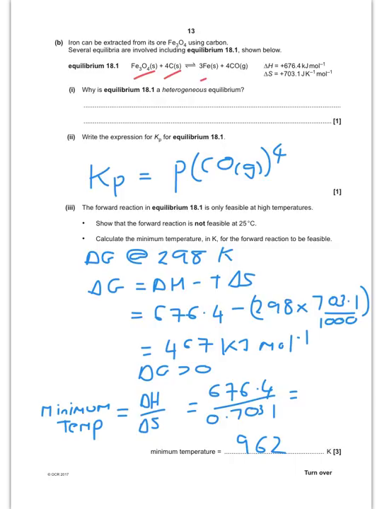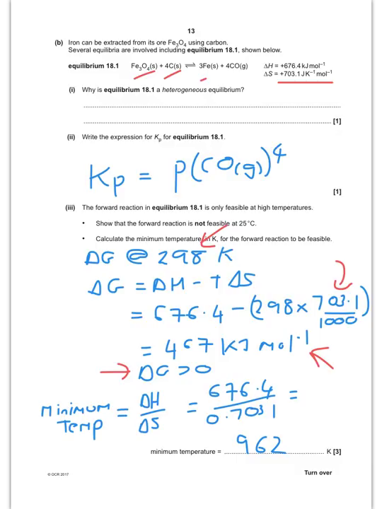Okay, so part 3 then. Forward reaction is only feasible at high temperatures. Show that it's not feasible at 25 degrees C. Well, first of all, you need to convert temperature into Kelvin. Then you need to pop it into the delta G expression, remembering to convert delta S into kilojoules per Kelvin per mole, which you do by dividing by 1,000. Pop it all in, you'll get 467 kilojoules per mole, which delta G is obviously greater than 0, so it is not feasible.